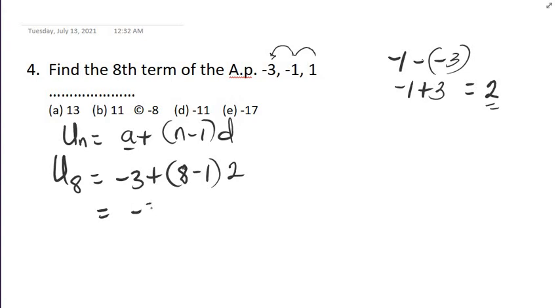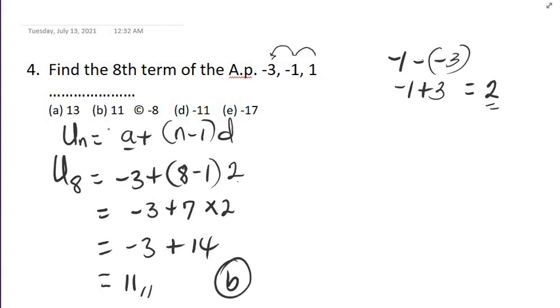So minus 3 plus (8 minus 1), it's 7 times 2. Since there is no symbol here, it means 2 is multiplying the term inside the bracket. This will give me minus 3 plus 7 times 2, which is 14. I have 14. Remove 3 from 14, I'll still have 11. So the right option is B. I hope that is clear.